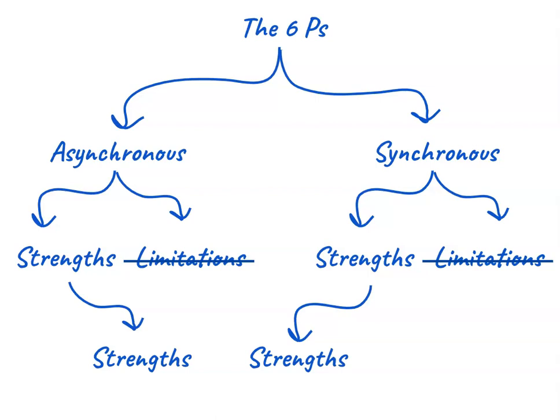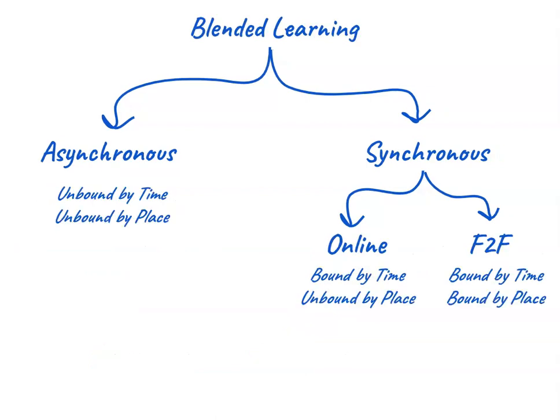So how do we do this? Well, another thing to consider is that when I say asynchronous, I think what we should be thinking about is that these asynchronous things are unbound by time and place. So this is a great affordance, but there's also some constraints to it, some limitations to it. Synchronous takes two forms, as you see.